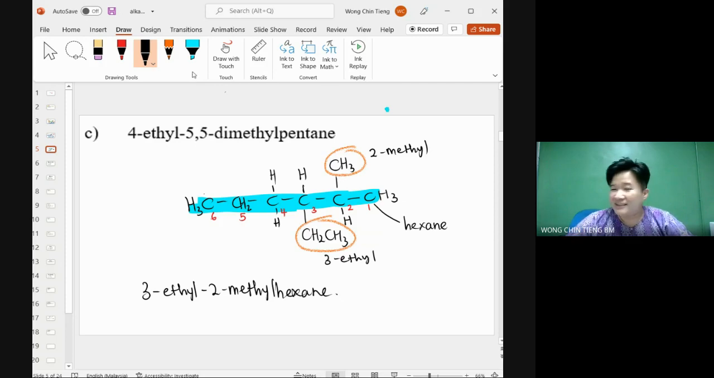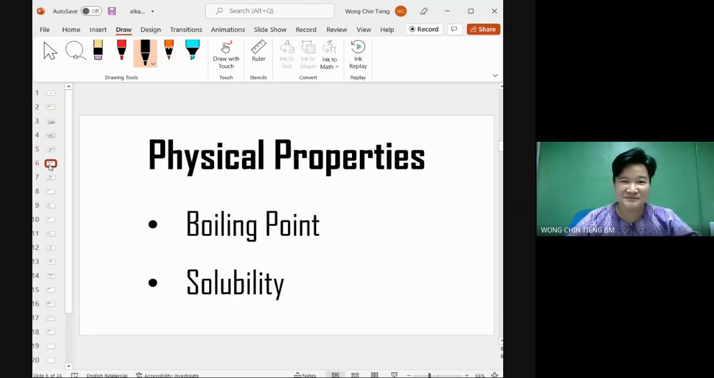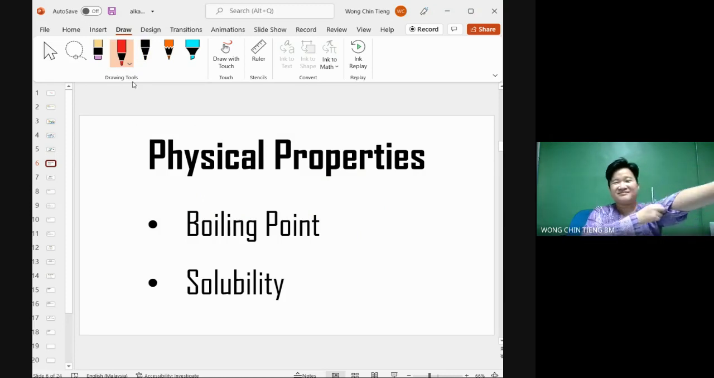Alright. Okay, sekarang aku nak cerita physical properties. Okay. Jangan tidur. Salin apa yang aku cakap.